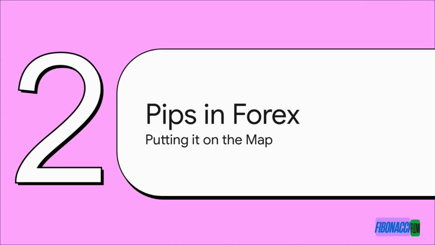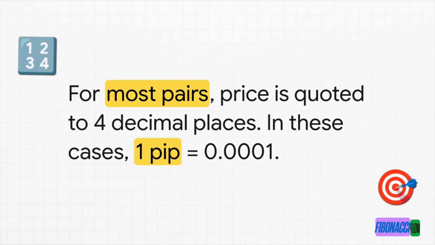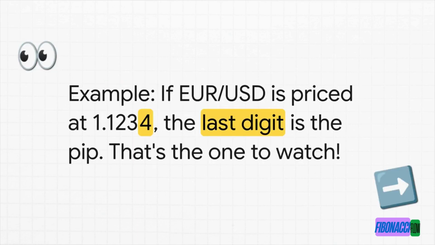Where do you actually find these pips out in the wild? We're going to start with the biggest market of them all, Forex. So, for most of the big currency pairs, like the euro against the US dollar or the British pound, the price is quoted out to 4 decimal places. And for these pairs, 1 pip is a change in that fourth and final number. Simple as that. For example, let's say you're looking at the euro USD and the price is 1.1234. That last digit, the 4, that's the pip. That's the number you want to be watching.